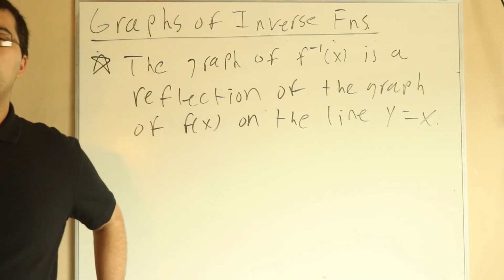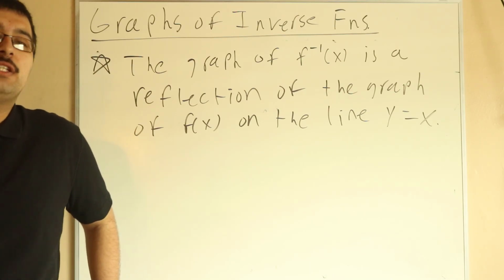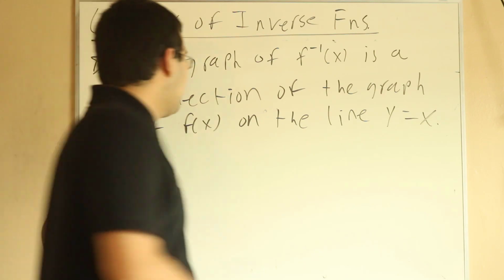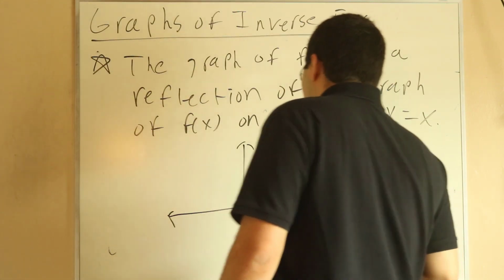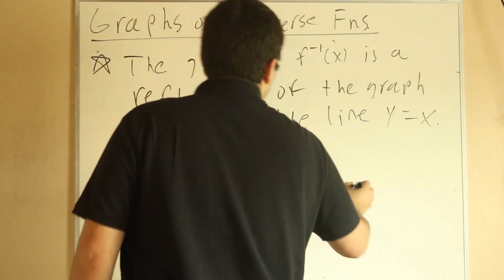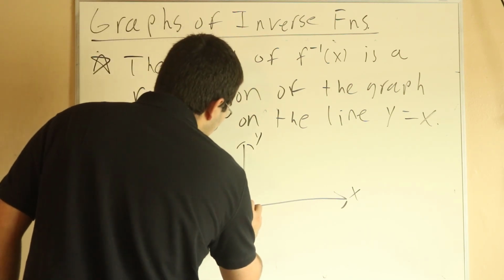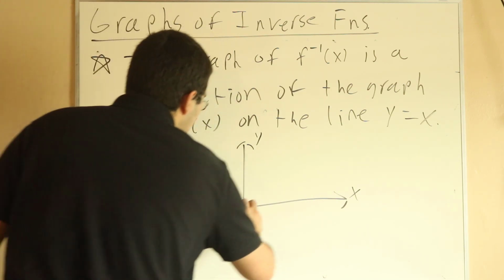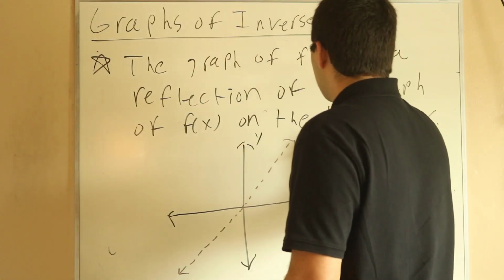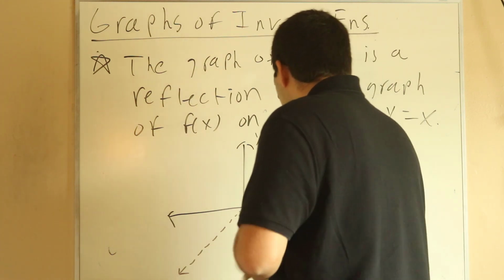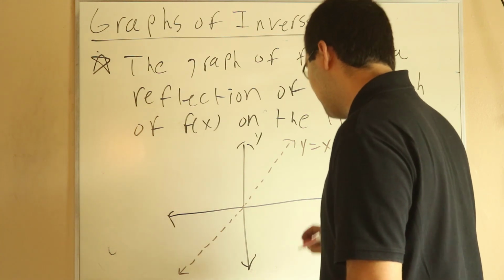All the graphs of inverse functions are just a reflection of the original graph f of x over the line y equals x. All right, to help give a visual image to what we're trying to say right here, if we take the line y equals x, here's our line y equals x, and say I have my original function f of x.